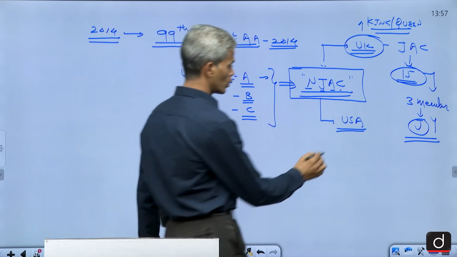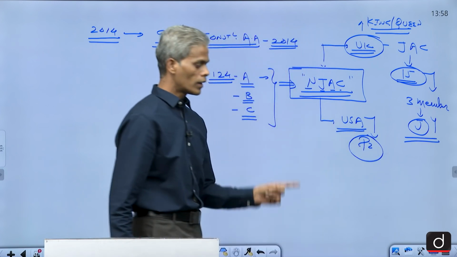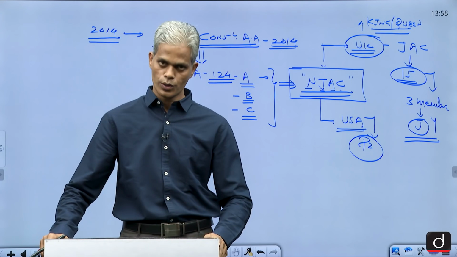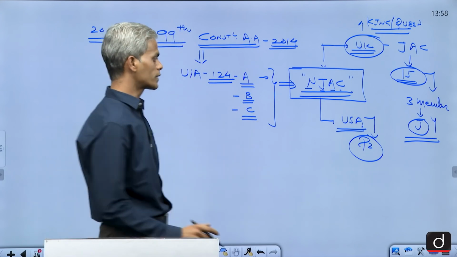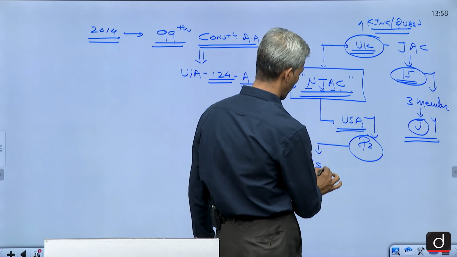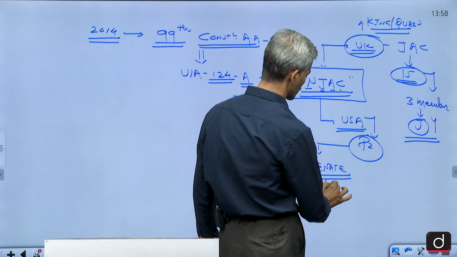Similarly, in USA also, the judges are going to be appointed by what? The president only. But after making the appointment, they don't get the permanent position. Whomsoever the president appoints, that goes to the Senate, the upper house, just like our Rajya Sabha, and the Senate has to approve that by 2/3 majority.